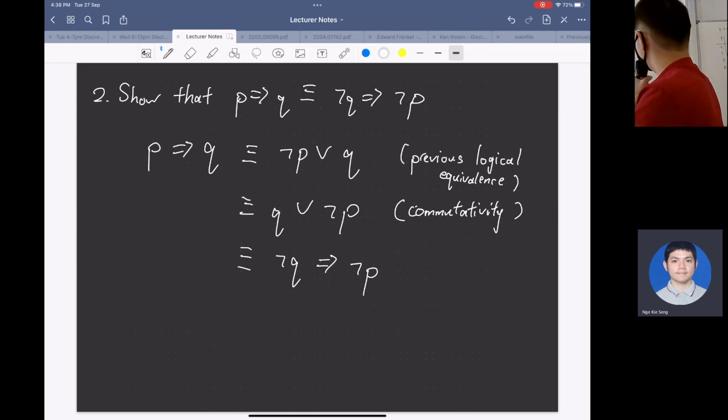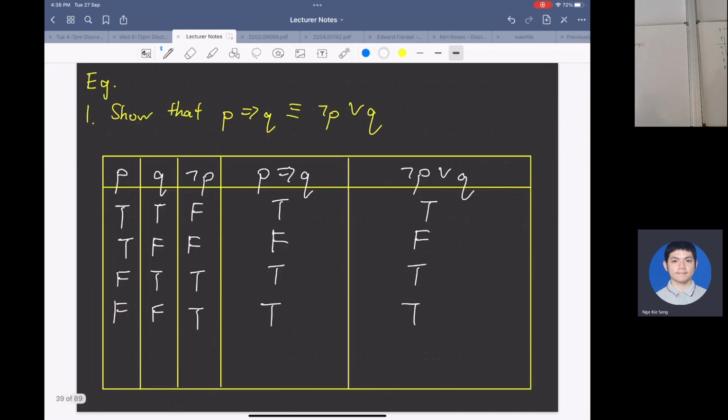Done? Okay, let us see. So what we want to show is P implies Q is logically equivalent to not P or Q. So true, false, true, true. Yes. So you say that they have the same truth value. Any question? No.